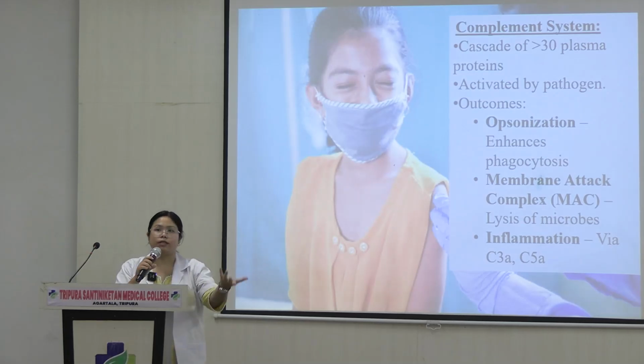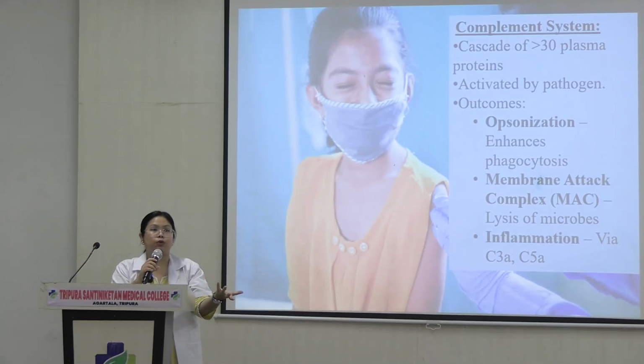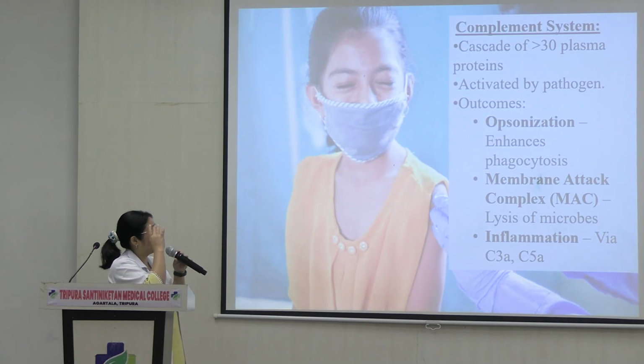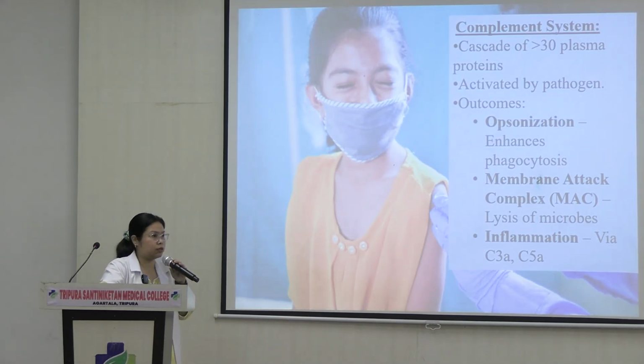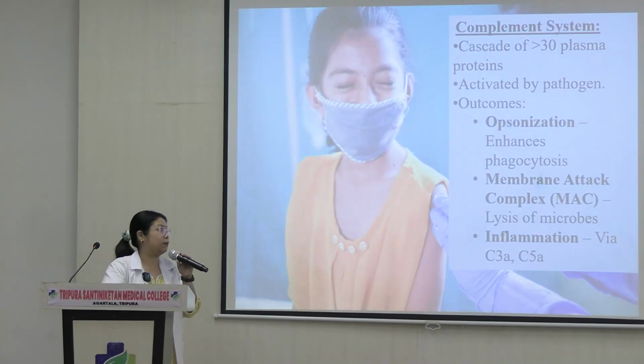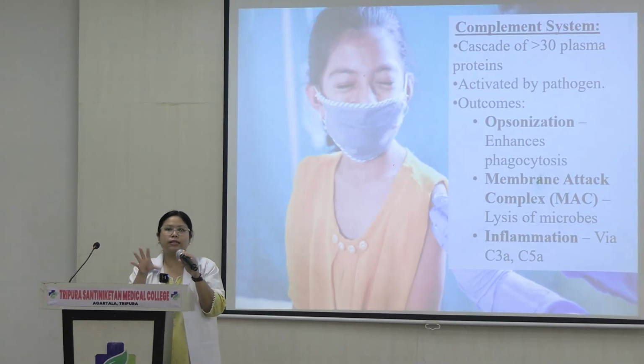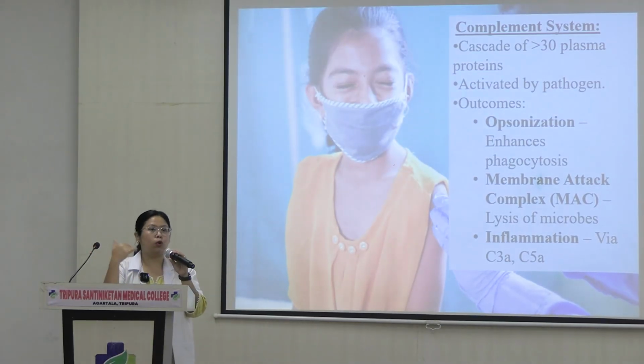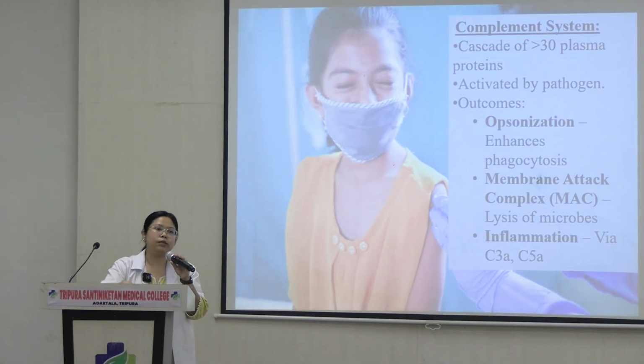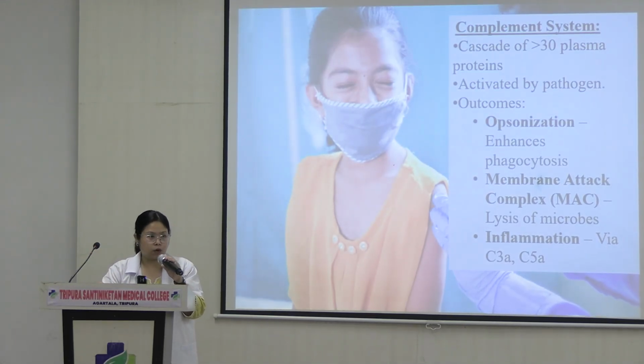And then they will present it to the other immune cells which will be able to recognize it better and destroy them. This is called opsonization. It enhances phagocytosis, killing of the cells. Then it is also involved in membrane attack complex. So these are the complexes that make holes or pores inside the cells. It can be your own cell, it can be a bacterial cell wall as well.